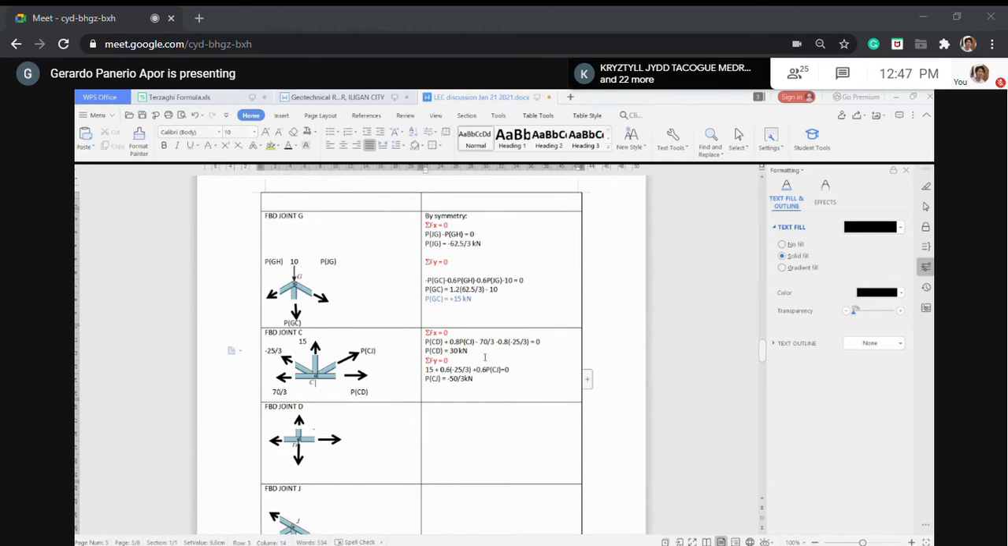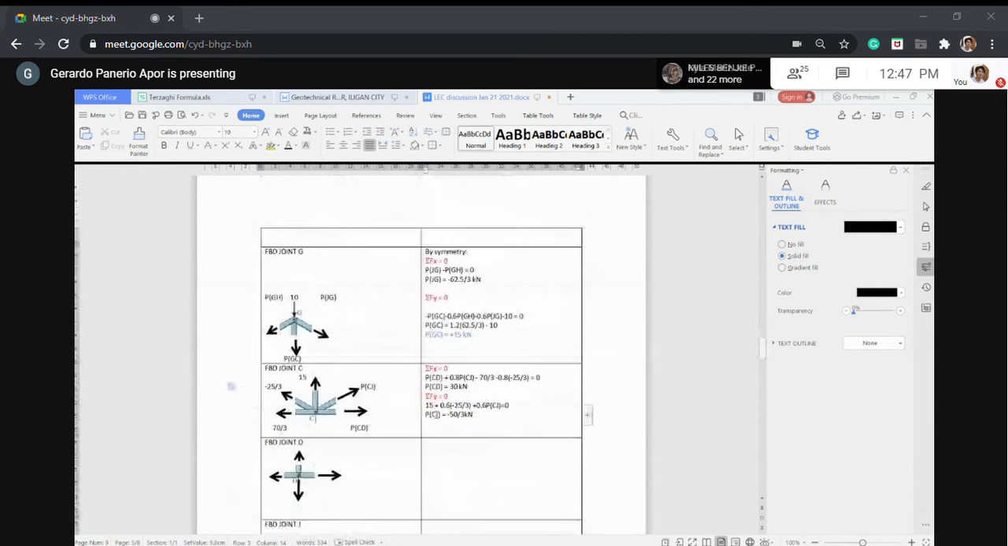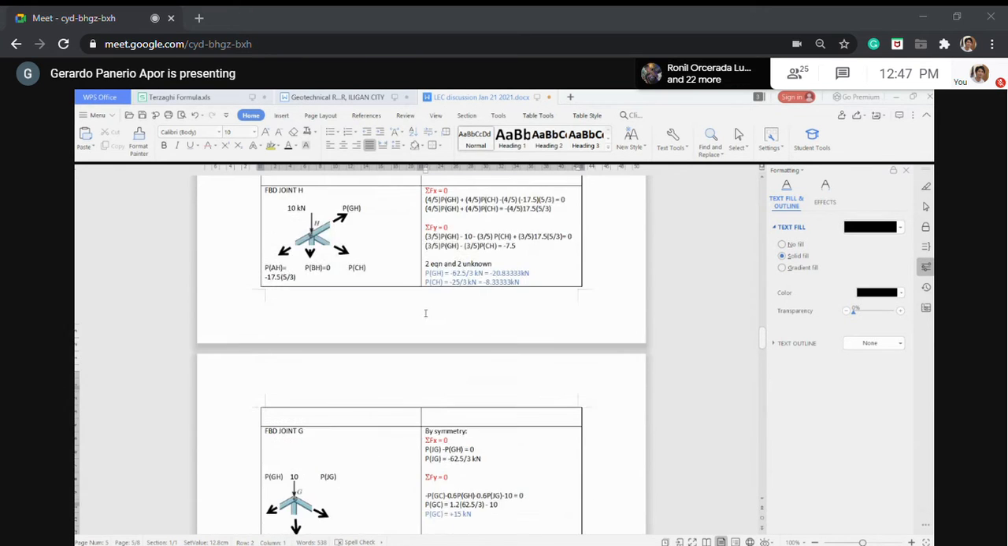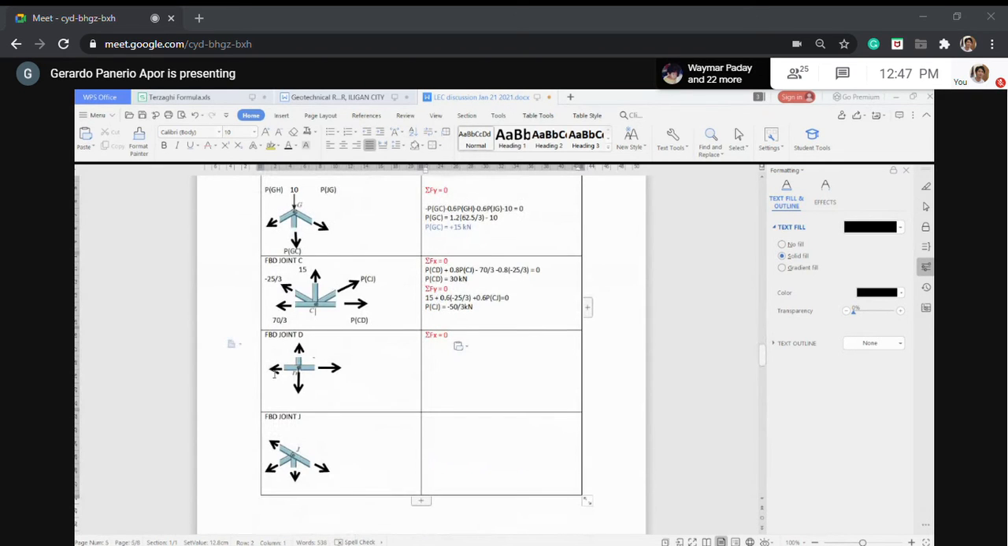Okay, so we have solved already this one, and this one. So we have only this one. Okay, so if we use this, we can see that if we are going to summation of forces x equals to 0, this member is DE, this is PDE, this is PCD.